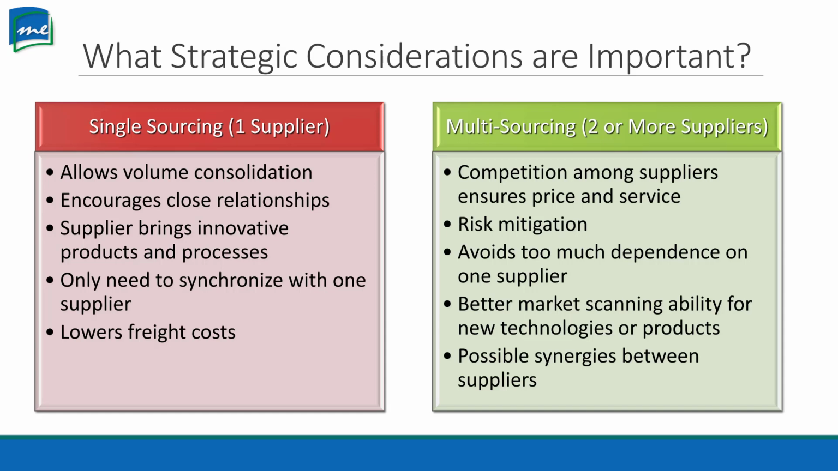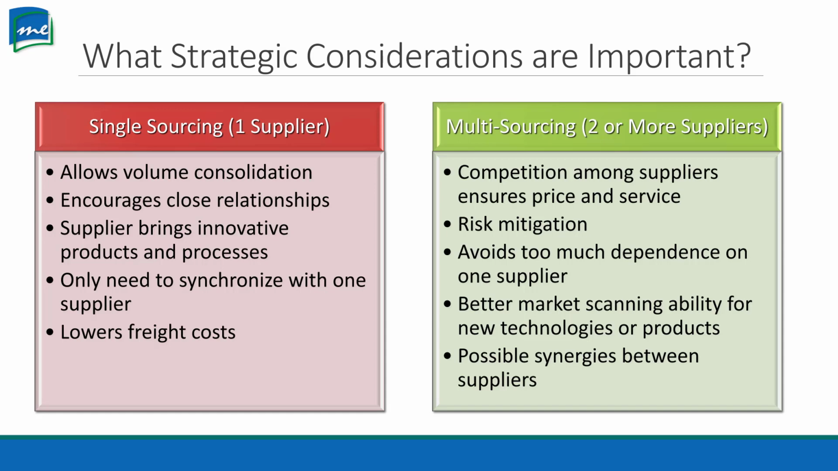And usually you are scanning the market better because of your ability for new technology and products, because you have different suppliers. So like the single source, they may recommend innovative products and processes. Well, now you have more than one company bringing the same to you. So you have a wider view on the market. And it's possible to get synergies between suppliers. You might go to one supplier because they produce this one item, but then you have another one that can complement that. And they complement each other. So there's a lot of ways that multi-sourcing is beneficial.